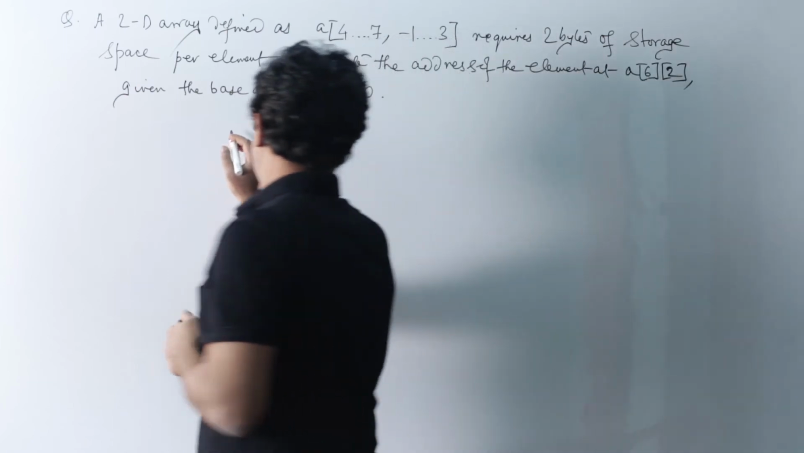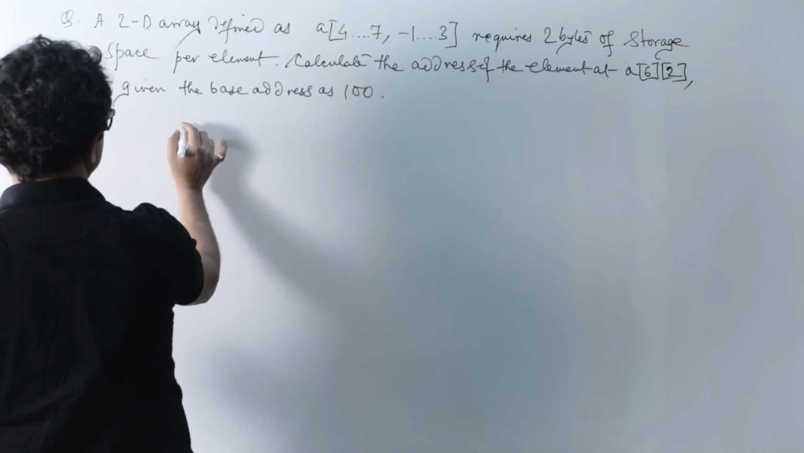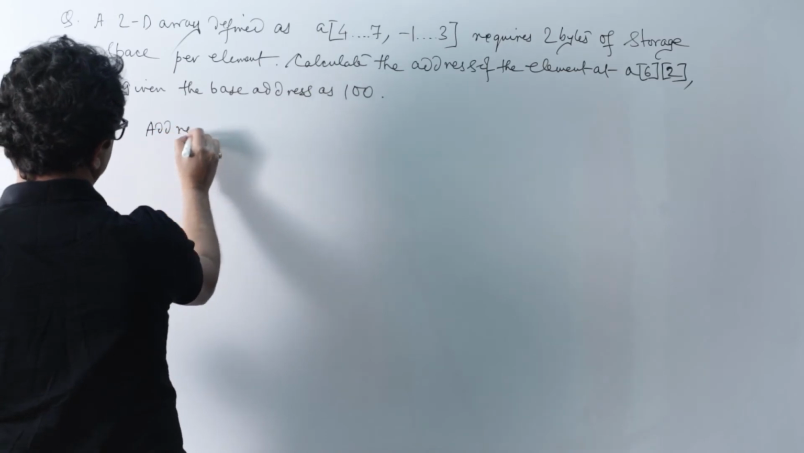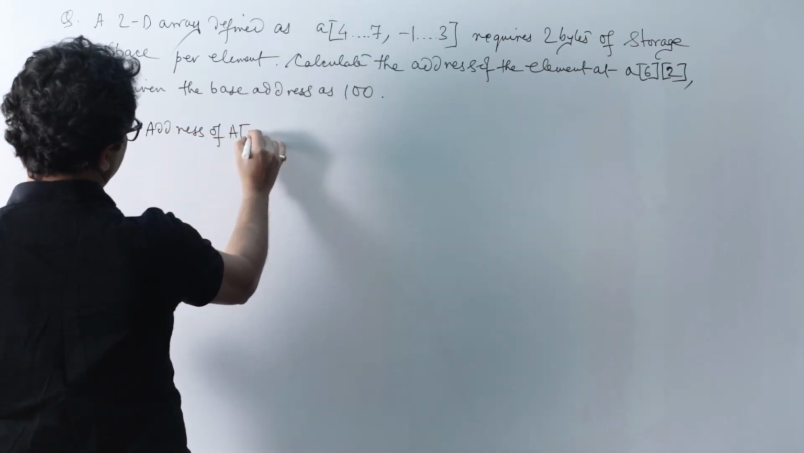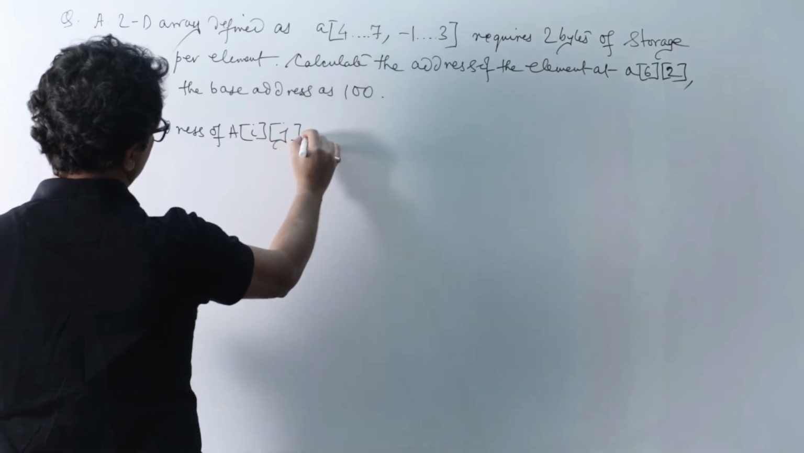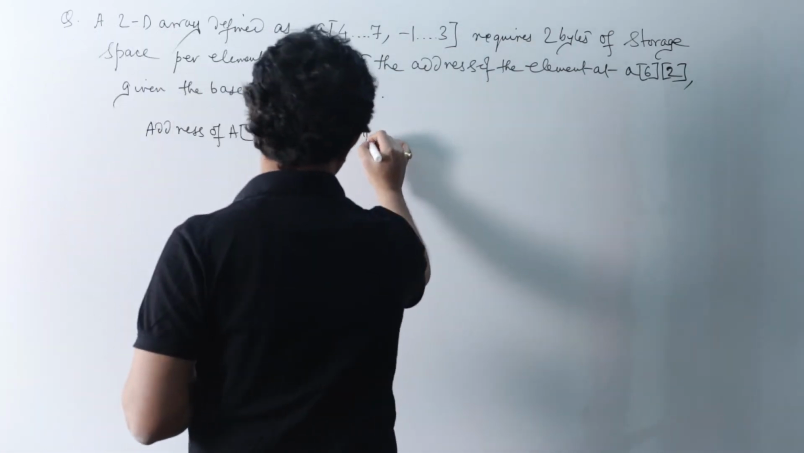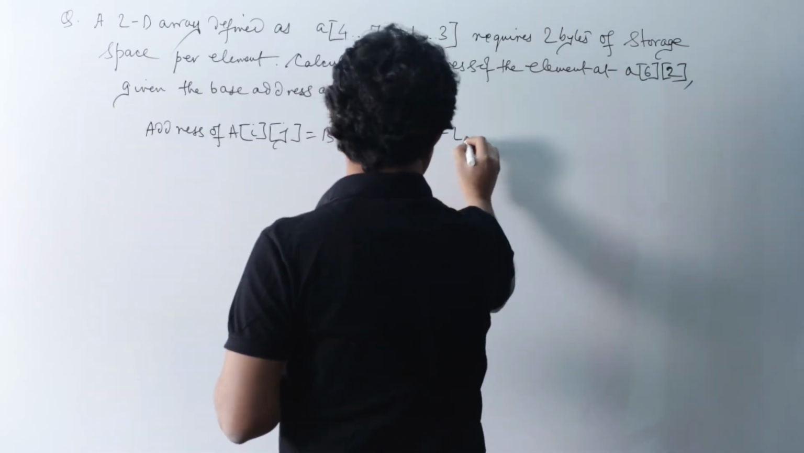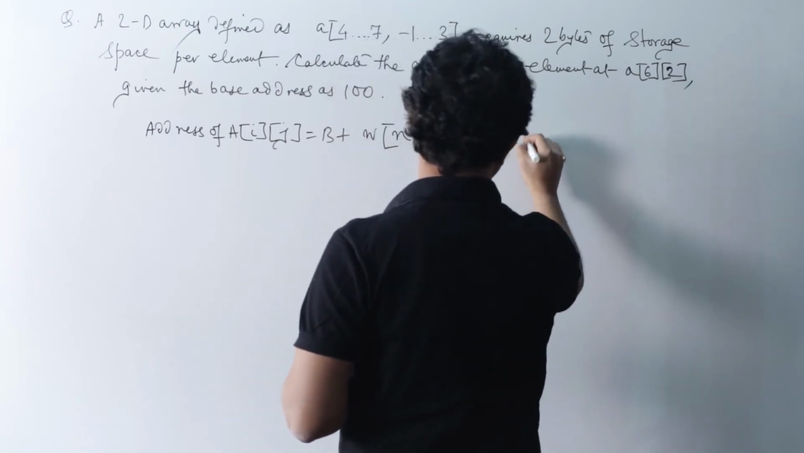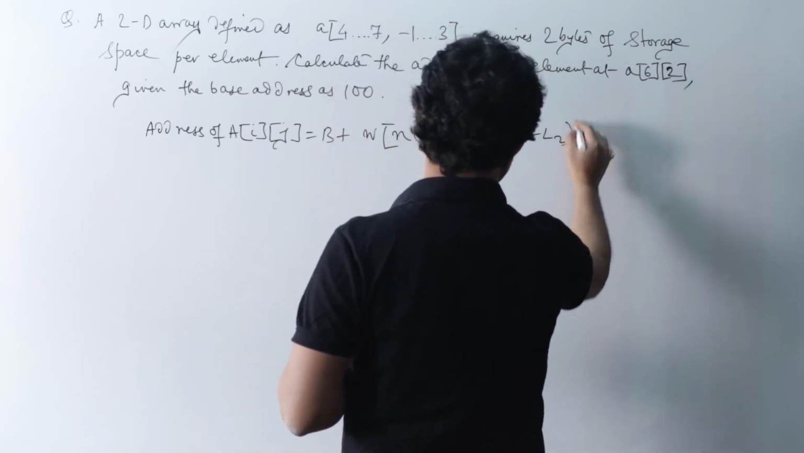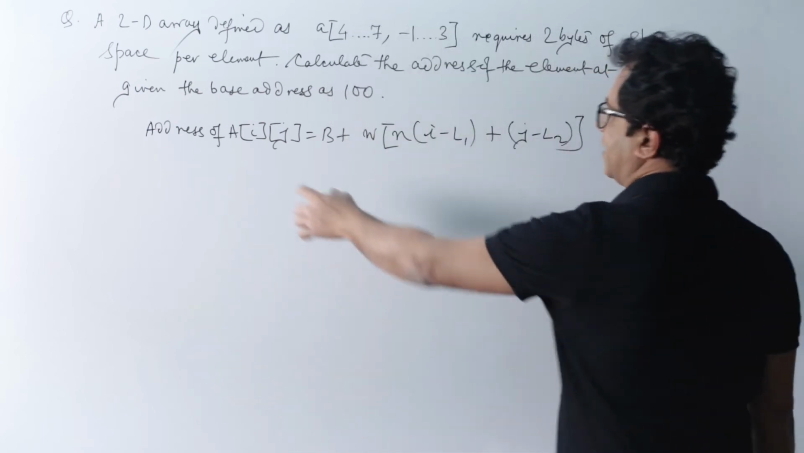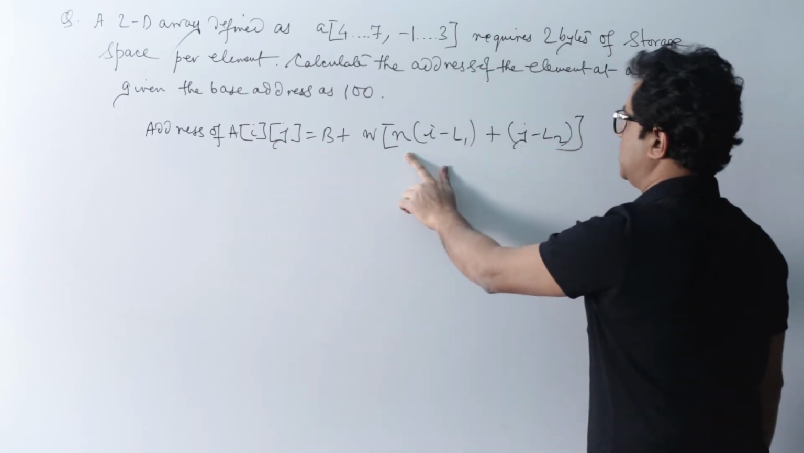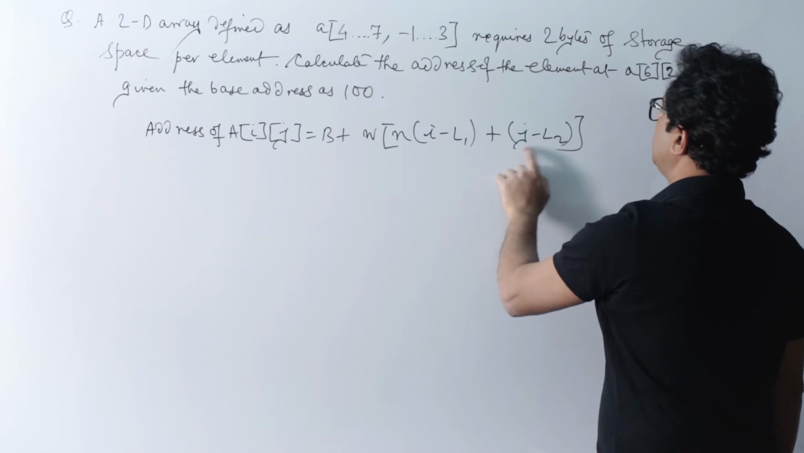So I will write the formula once again in the solution of the sum. We will find the address of Aij to be b plus w into n into i minus L1 plus j minus L2. So this is the formula for determining the address of the Aij-th element, that is b plus w into n into i minus L1 plus j minus L2.